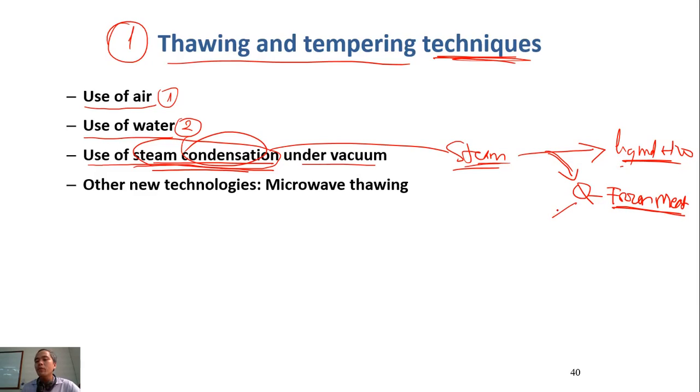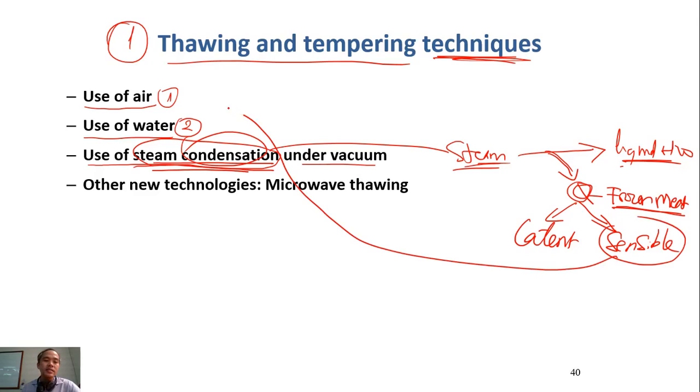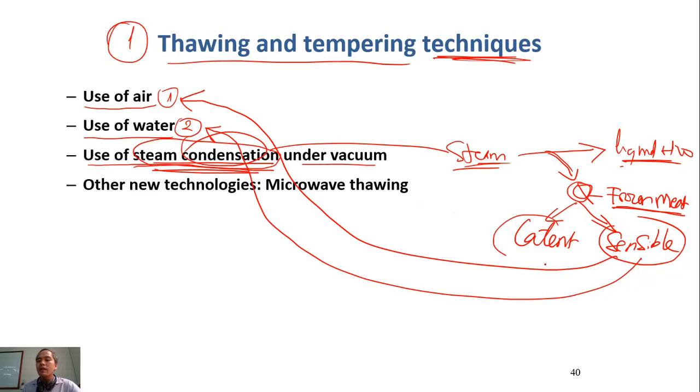What kind of heat do we call this? There are two kinds of heat, but this kind of heat is called what? Latent heat. What is the other word? Sensible heat. For this method, you use sensible heat of the air. You use sensible heat of the water. For this method, you use latent heat.